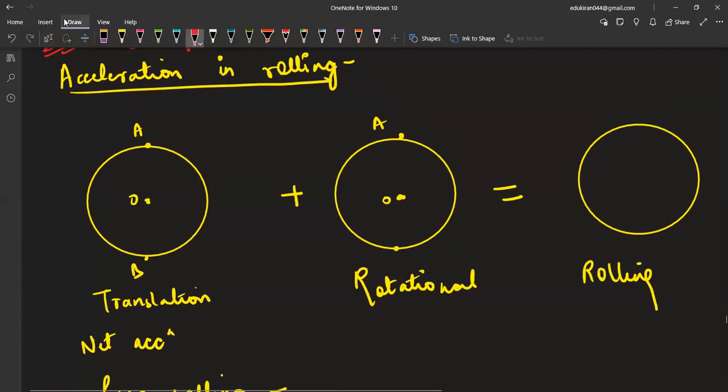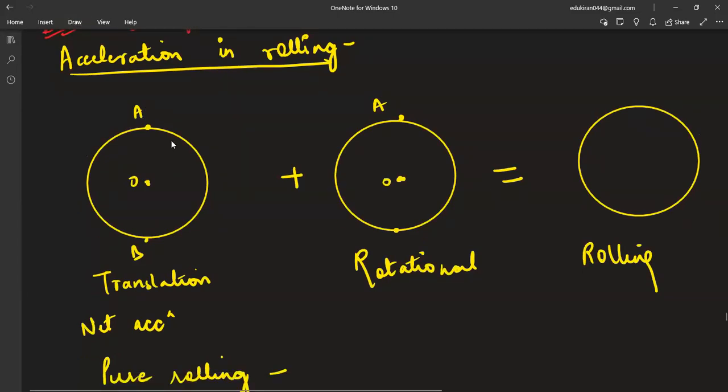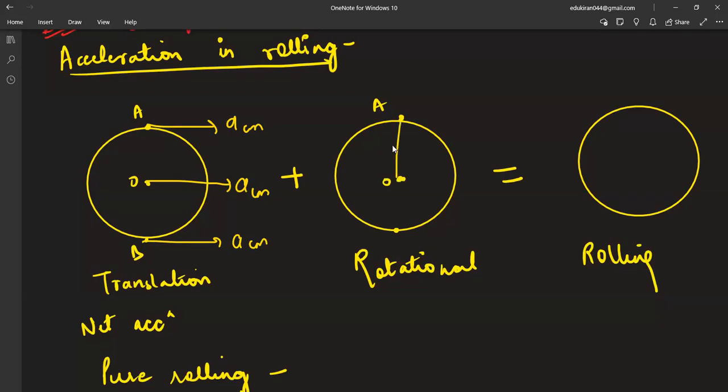See, then coming to acceleration in rolling. So when we talk about acceleration in rolling, again, acceleration of center of mass, we'll talk about the same thing. Acceleration of center of mass in translation. And again, rotation. There will be an axis at the center. Centripetal acceleration will be directed towards the center along the radius.